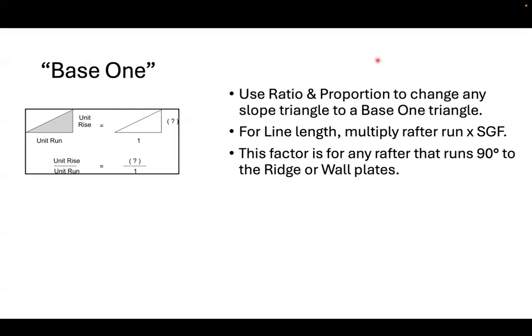For this one, with the base 1, it's for any rafter that's at 90 degrees to the ridge or to the wall plate. So not just a common rafter, but it can be a hip jack, or any of the valley cripples, anything that's 90 degrees. So we have our a squared, unit rise squared, plus our 1 squared from the base. Then remember to take the square root, and that gives us the SGF for 90 degrees.